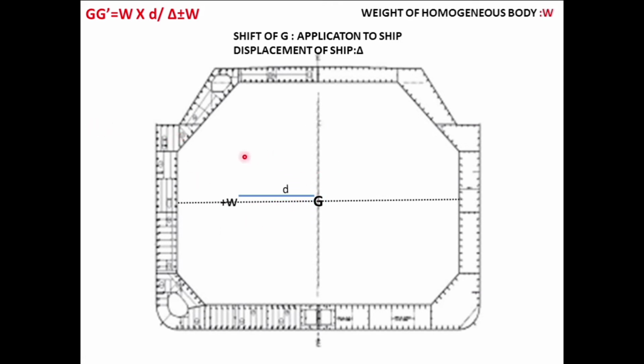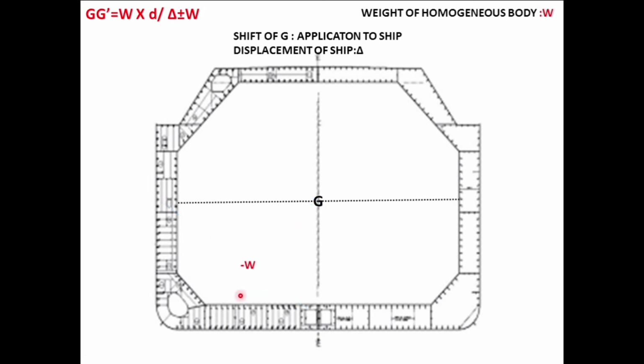Similarly, weight loaded onto my starboard side, the G would move towards the center of gravity of the weight loaded, and the distance, how much this G is going to move, again this formula comes into play. Now, weight loaded here, this is the distance from center of gravity, so it will move towards the weight loaded.